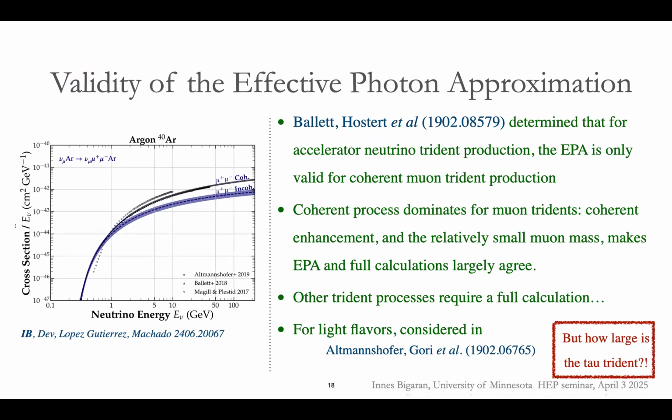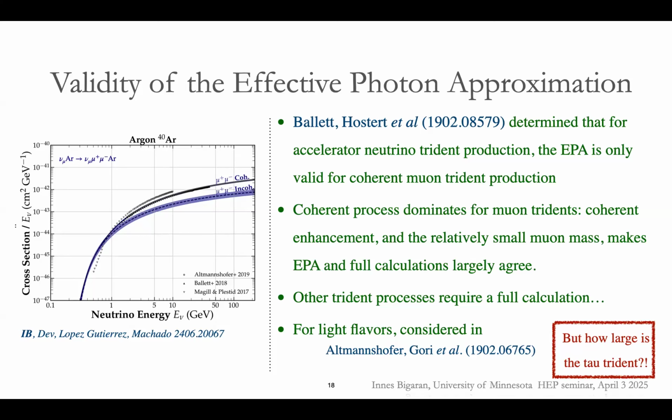And in fact, in 2019, these authors showed that for an accelerated neutrino energy, the effective photon approximation prediction for trident production is actually only valid for coherent muon tridents. Once we go heavier, it doesn't predict very well, and once we go lighter, it doesn't predict very well. So the coherent process actually dominates for a lot of these final state leptons, and for muon tridents, it's totally dominant for the majority of the incoming neutrino energy.